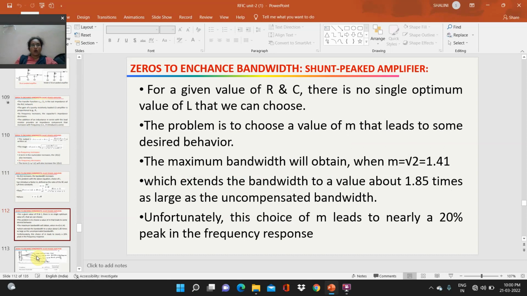For a given value of R and C, there is no single optimum value of L that we can choose. The problem is to choose a value of m that leads to some desired behavior. The maximum bandwidth is obtained when m is equal to square root of 2, that is 1.41, which extends the bandwidth to about 1.85 times as large as the uncompensated bandwidth. Unfortunately, this choice of m leads to nearly a 20% peak in the frequency response.